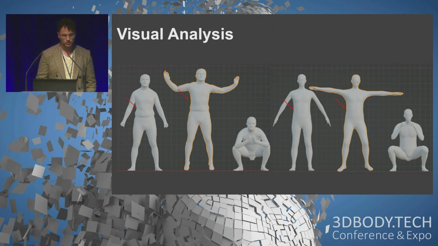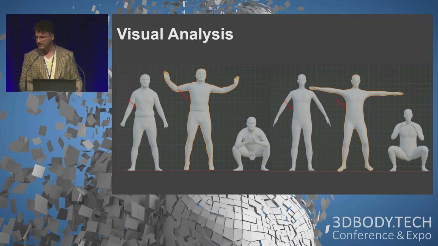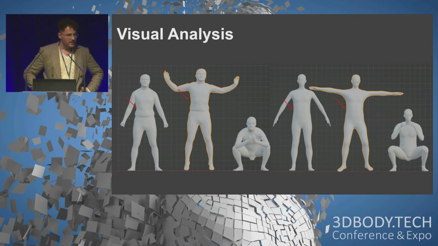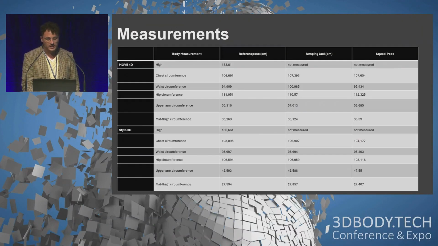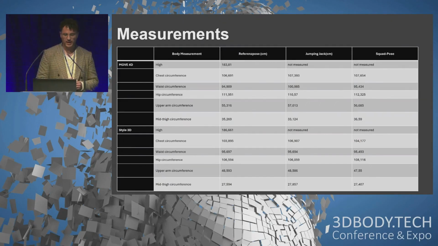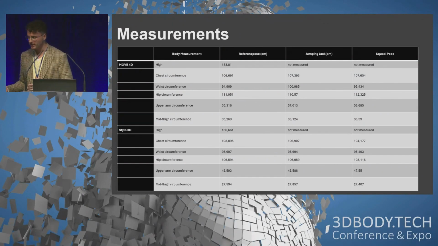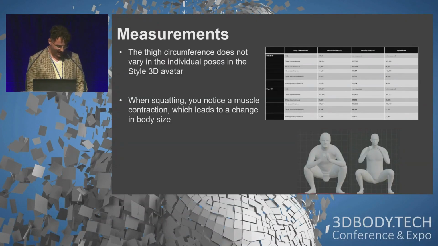Also, when we go into the poses and do the visual analysis, we see that we have movement in the waist area, in the hip area, in the arms, in the shoulders, and that's something which is also not shown on the Style3D avatar. We see the same in the measurements. We have a high movement, for example, in the Move4D when it comes to the jumping jack, and the Style3D measurements remain the same.